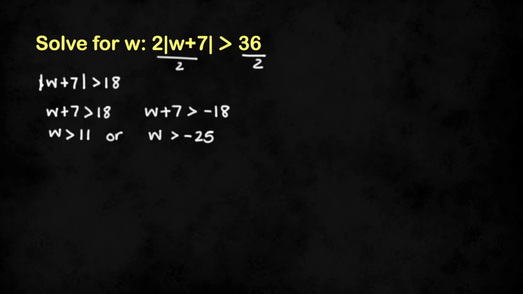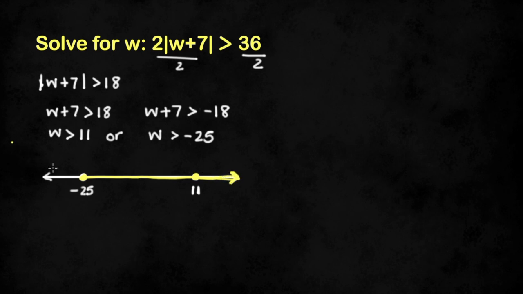Now, let's try graphing the solution to this inequality on a number line. To visualize it, suppose 11 is somewhere right here and negative 25 is somewhere right here. The solution is x is greater than 11 or x is greater than negative 25. So we can draw 2 arrows pointing to the right, one starting at the point 11 and one starting at the point negative 25.